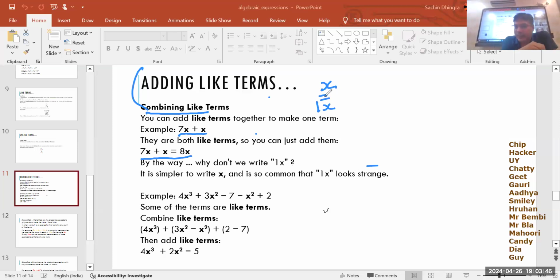All right? So I think we should remove the part where it looks strange, sir, because if a child says 2xy looks strange, then they will not write it, sir. Okay, beta.